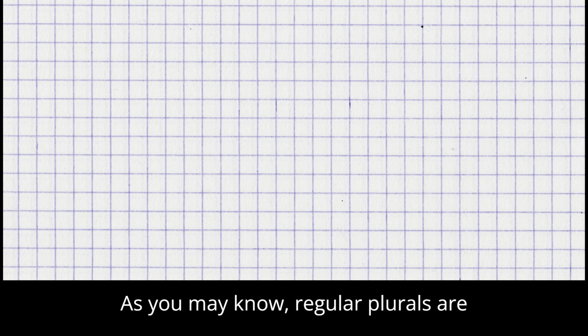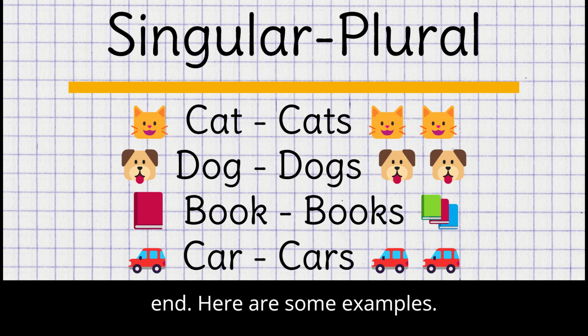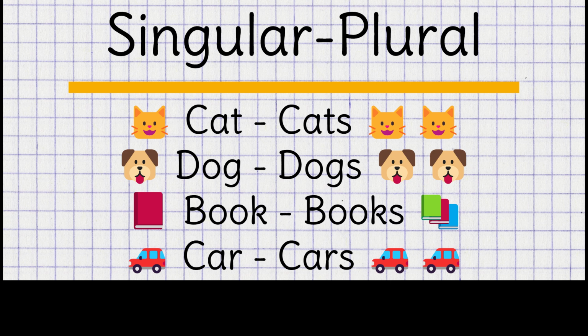As you may know, regular plurals are formed by simply adding an s at the end. Here are some examples. Singular: cat, dog, book, car. Plural: cats, dogs, books, cars.